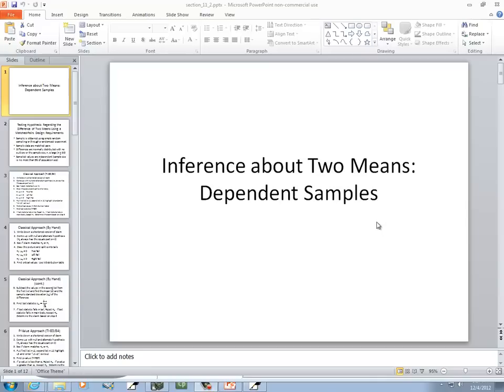In this lesson, we'll take a look at two means that are matched up in some way. They're oftentimes referred to as matched pairs, dependent samples.